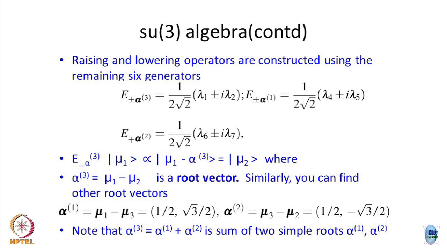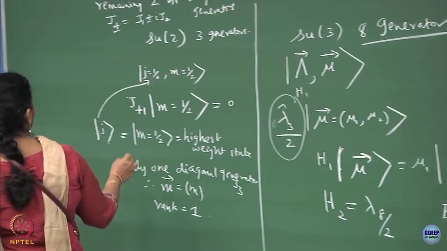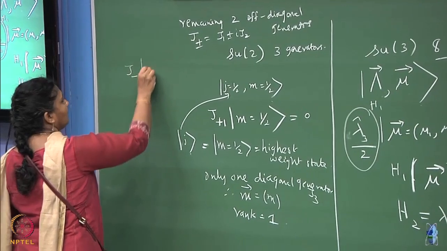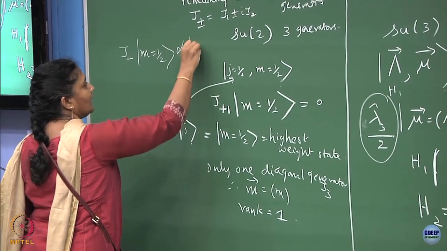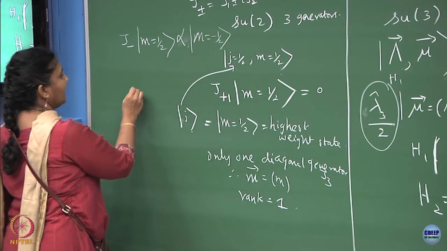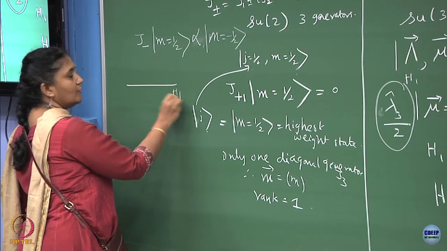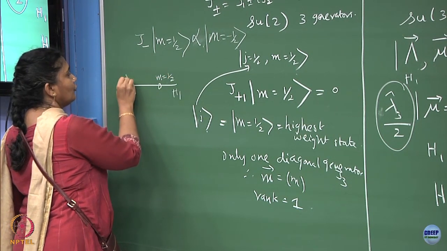Okay. So, because E minus alpha 3 on mu 1 will reduce mu 1 by alpha 3, this state, you know that when m equal to half, let us come back to the board. So, if you do j minus on m equal to half, you get something proportional to m equal to minus half, right. Here the weight diagram is only the H1 plane. You start with a state which corresponds to m equal to half, the ladder operation took you to m equal to minus half.